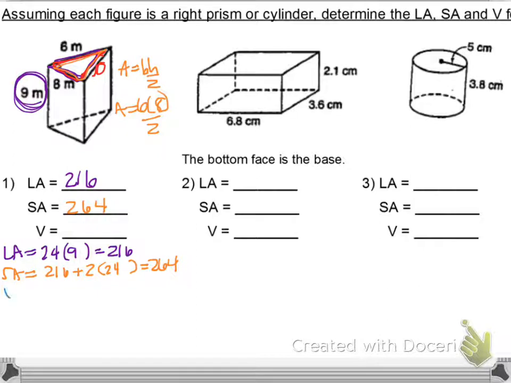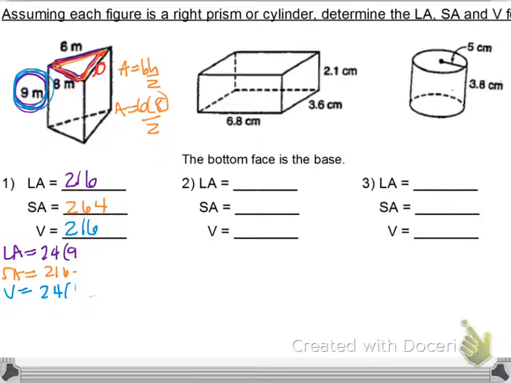Then we come down to volume. Volume is going to be area of the base times height. We already got the area of the base when we got the 24. So that's the area of the base times the height. Again, anytime you see the H here, that's the number that's connecting your two bases. So 24 times 9 is 216. Keep in mind that would be meters cubed. Okay, I'm going to erase that. If you missed it, rewind.